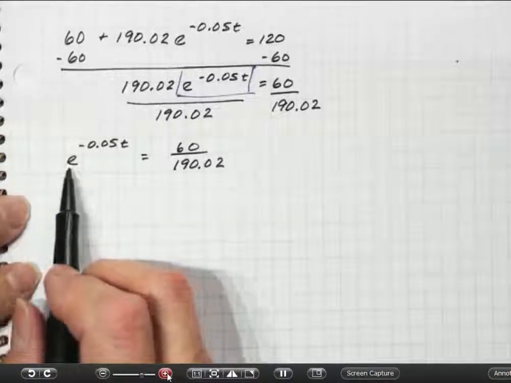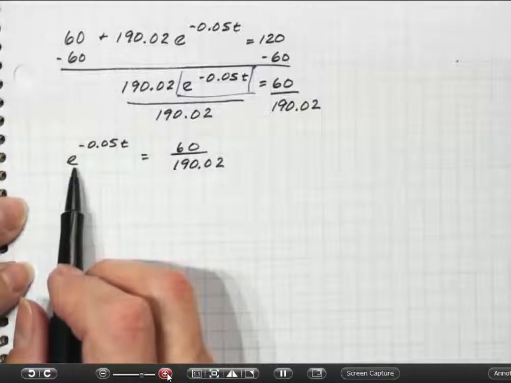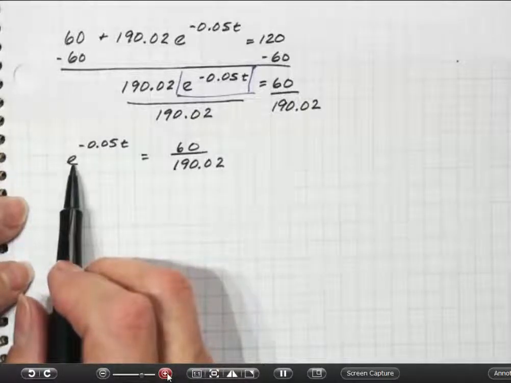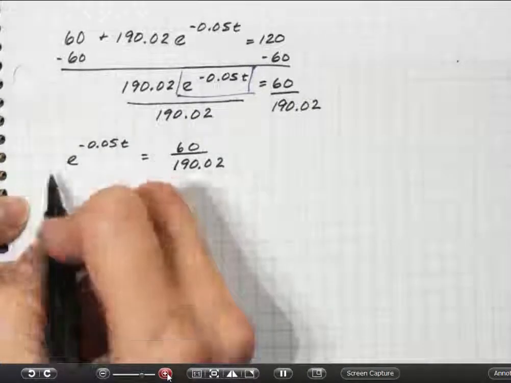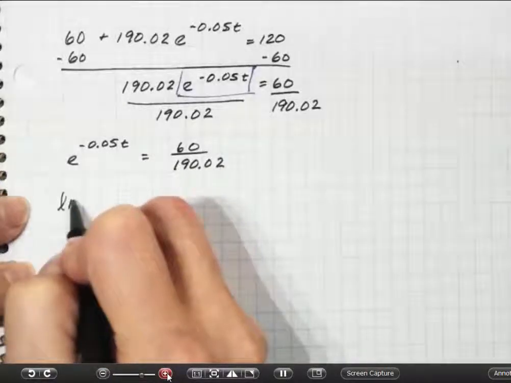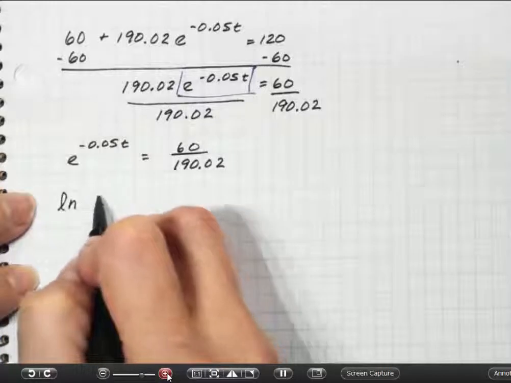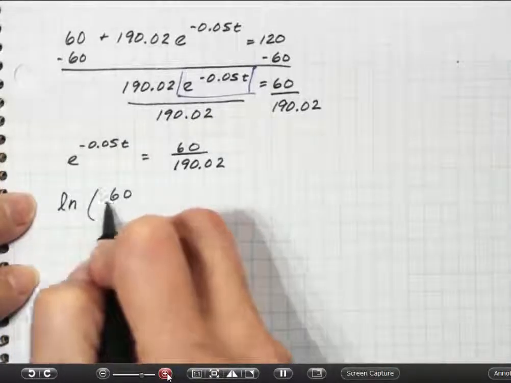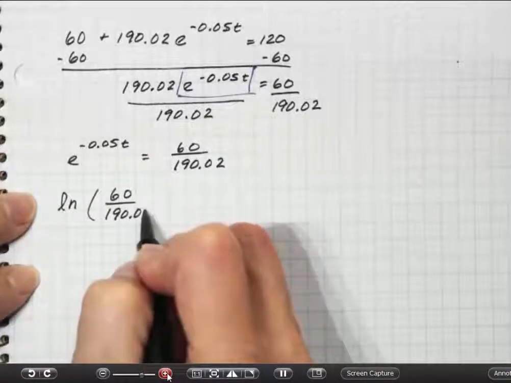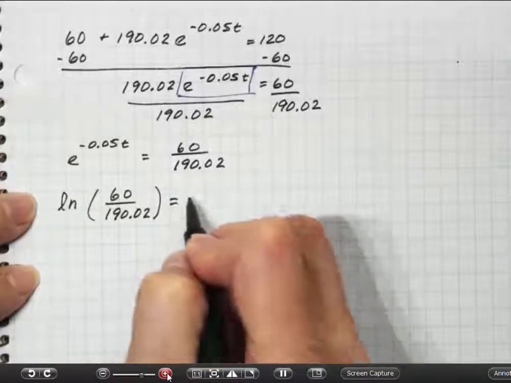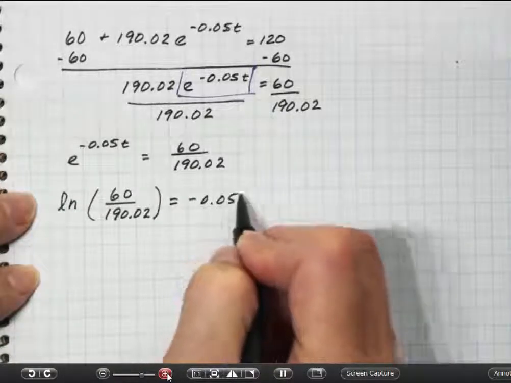And to rewrite it in logarithmic form, the base of my logarithm is going to be the same as the base of my exponent, which happens to be e. So I can rewrite this as the natural log of 60 over 190.02 equals negative 0.05 t.